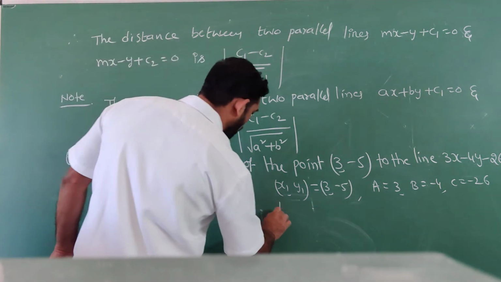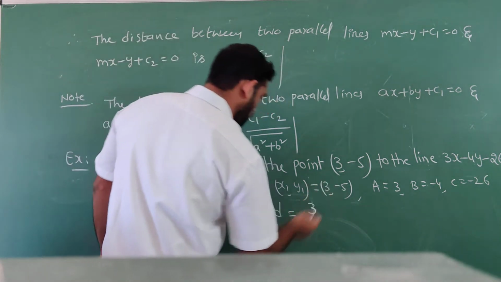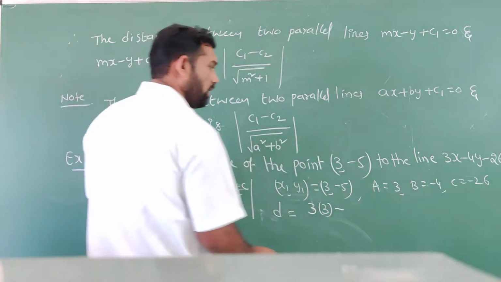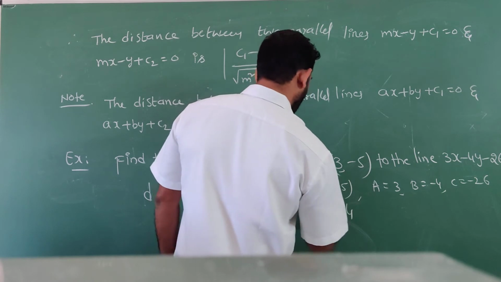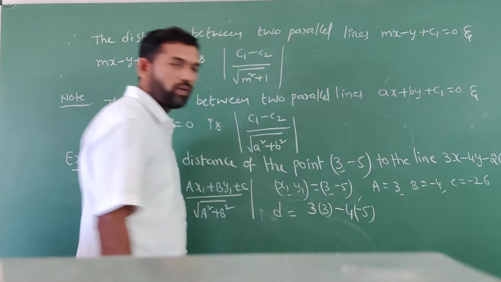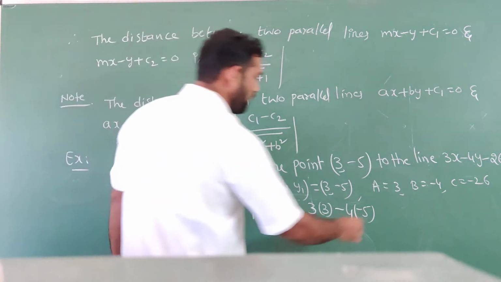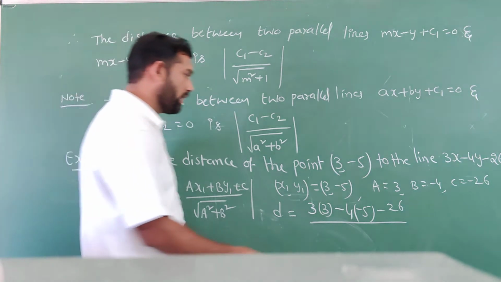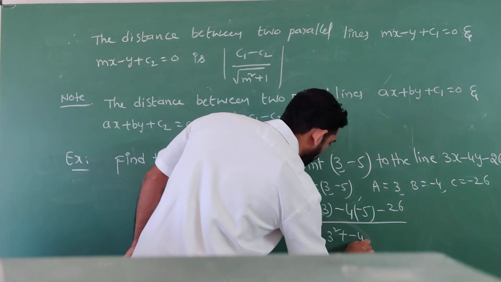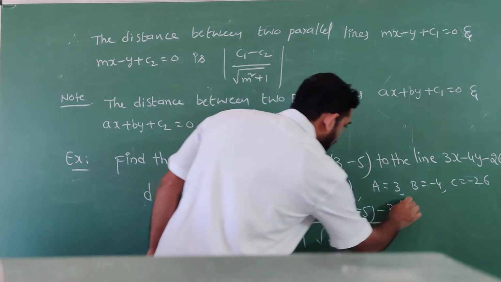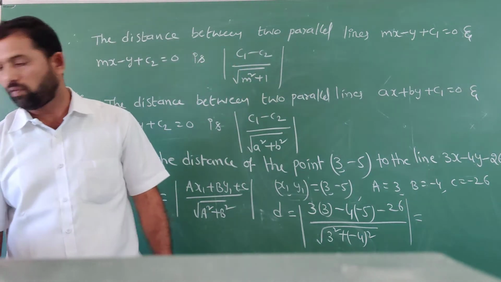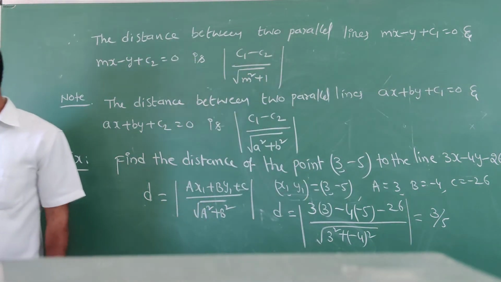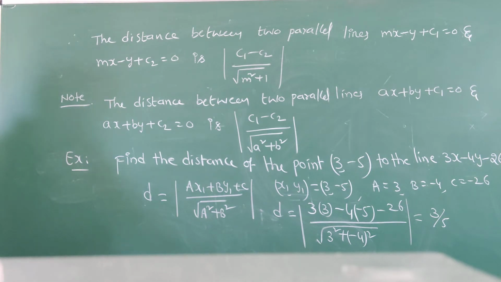Therefore distance d is equal to 3 into x1 value 3 minus 4 into y1 value minus 5, minus 26, divided by root over 3 square plus minus 4 square. Then simplified, what are we getting? The answer will be 3 by 5. Note down fast.